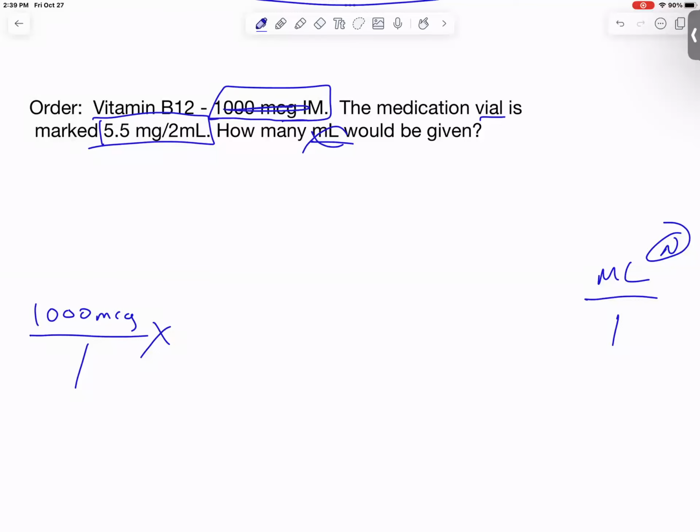Okay. How do I get rid of micrograms and get milliliters? Well, this is in milligrams, so I need a conversion. So 1 milligram is 1,000 micrograms. That gets rid of my micrograms, and now I have milligrams. How do I get rid of the milligrams? I look to my problem.